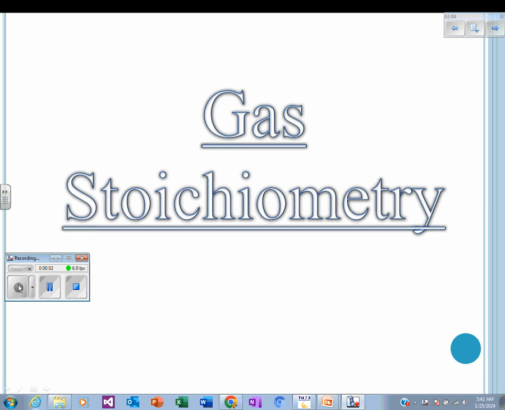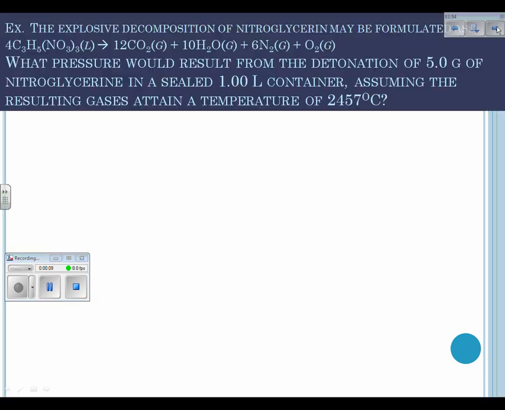All right. This is the gas stoichiometry notes for advanced chemistry. We're starting on just some examples. We've already talked about all of our gas laws, and so we're going to talk more about how we can use what we've already learned in stoichiometry and combine it with what we know about gases.